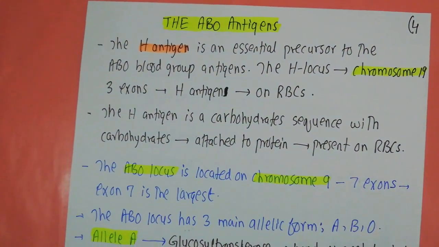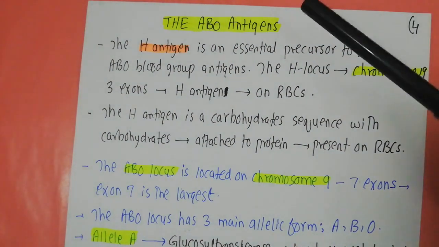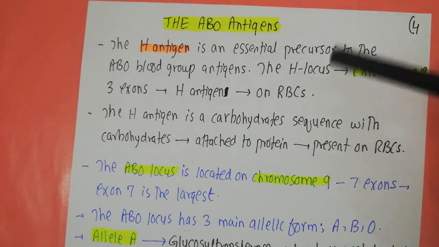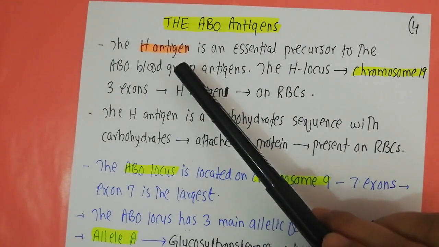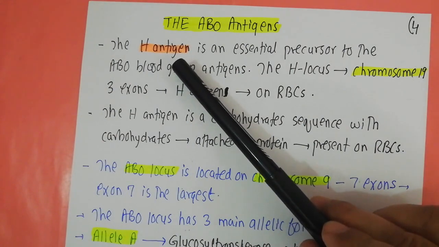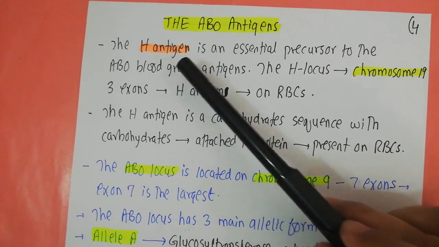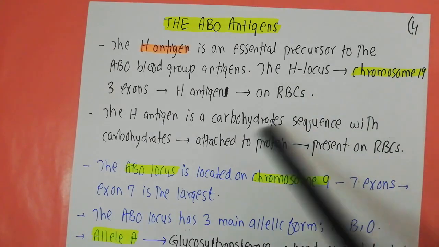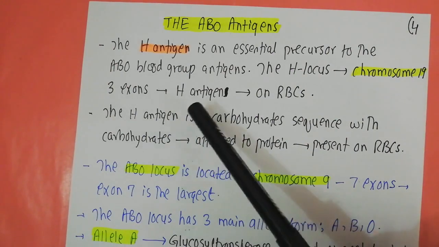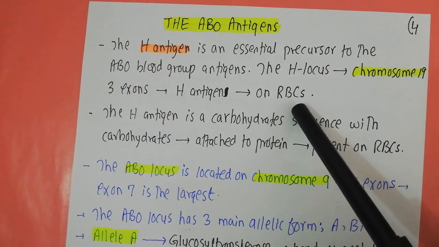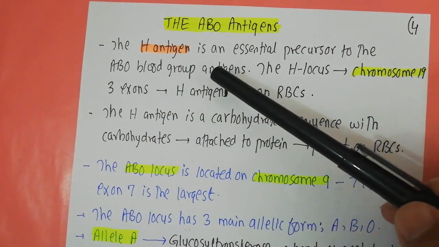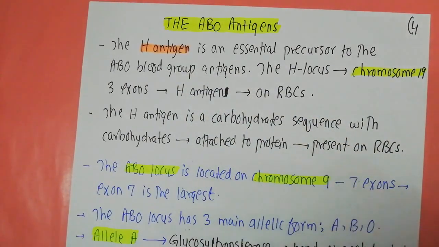Let us talk about the blood groups in a little bit of detail, and let's talk about the ABO antigens. When you talk about the ABO antigens, the first thing you need to understand is the precursors for the ABO antigen. One of the essential precursors for the ABO antigen is known as the H antigen. The locus for this H antigen is present on chromosome number 19. It has 3 exons, and the H antigen is expressed on the surface of the red blood cell. So this H antigen acts as a precursor for the ABO blood group antigens.